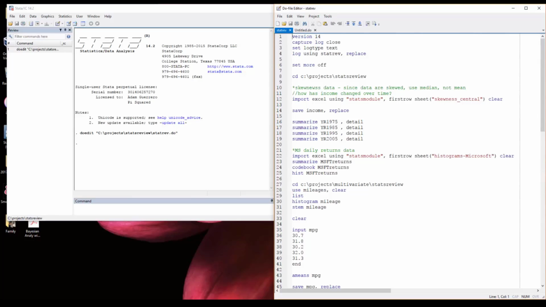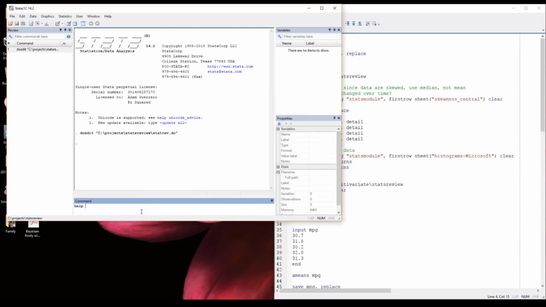Okay, so I always start programs with the following lines of code. The version line, capture log close, set log type text. That's to create a text file for logs. I create a log file with this command, log using stat review, comma replace.